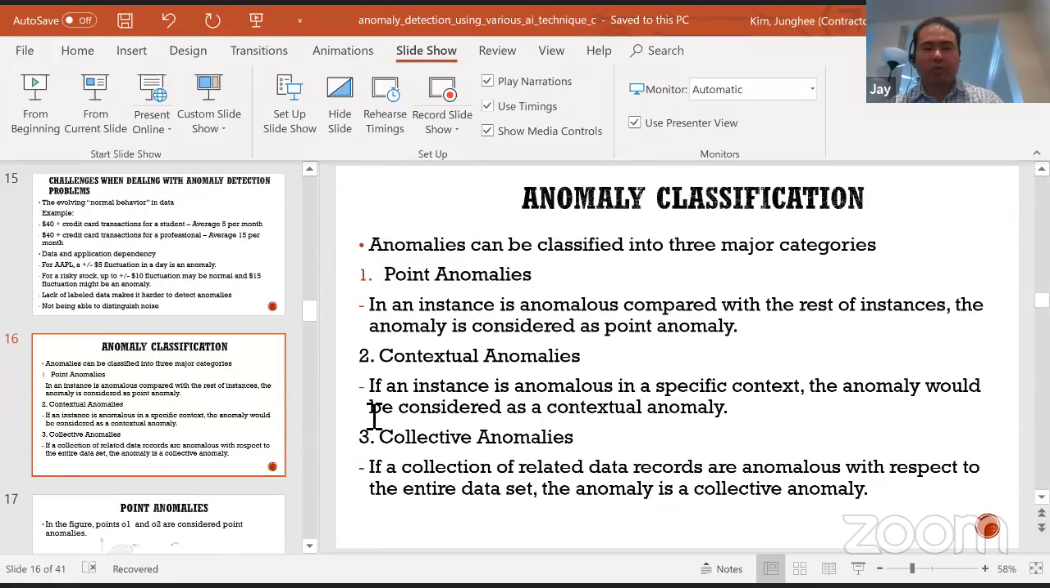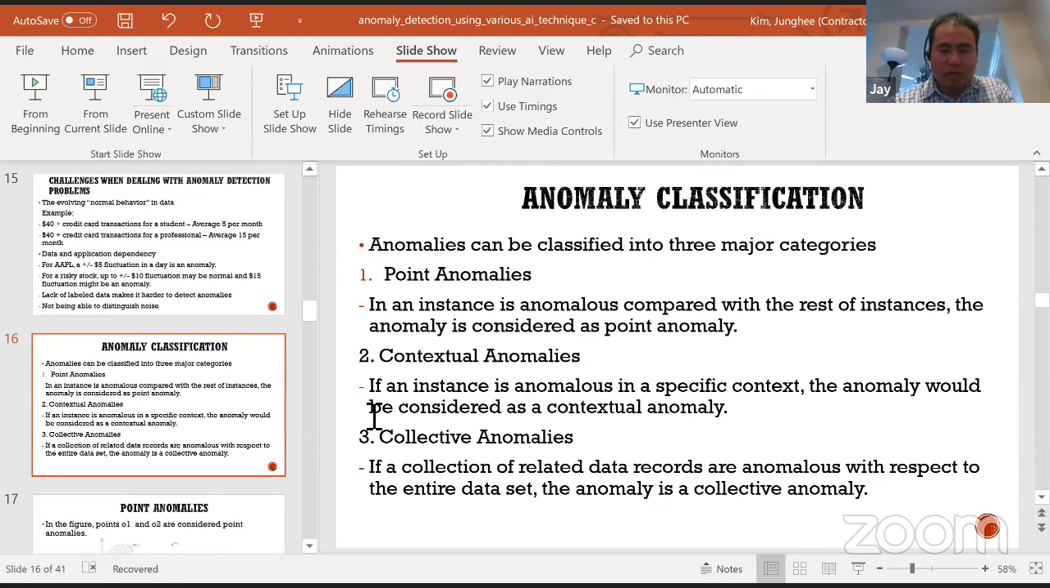So another way to detect anomalies is classification. I think everyone knows about classification, but the problem with classification is that we need enough labels. Without labels, we cannot classify. But there's a more advanced technique, something like semi-supervised learning or active learning, which doesn't require as many labels. But normally, we need labels for classification.